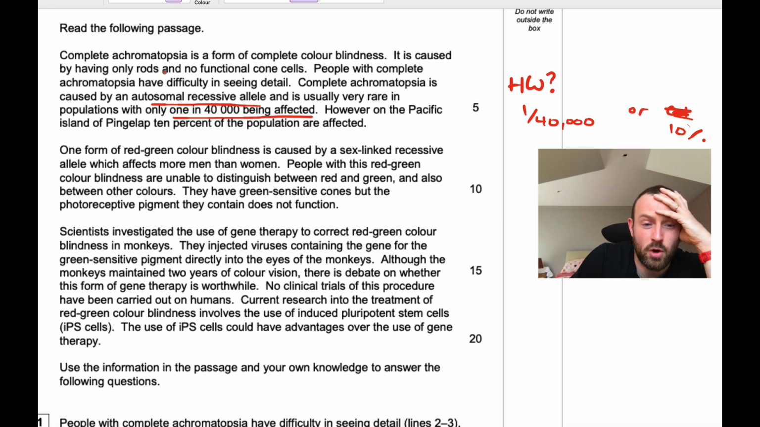And then I'm also thinking about rods and cones. I'm thinking about iodopsin and rhodopsin. And that's kind of where my brain is at the moment. Okay, so let's keep going.